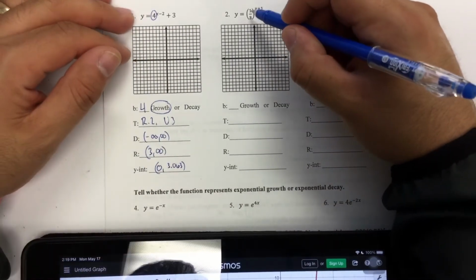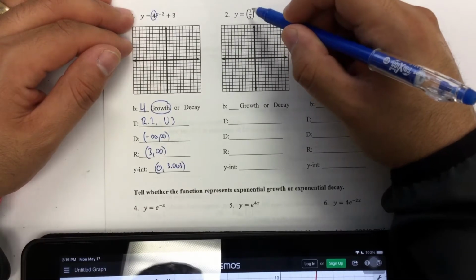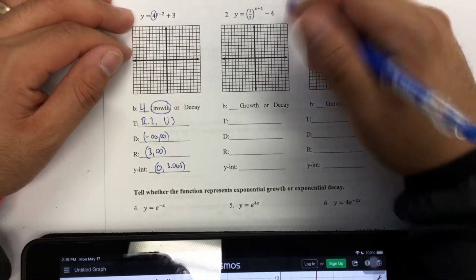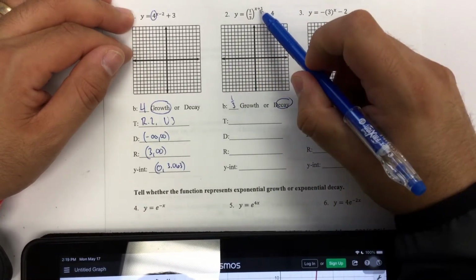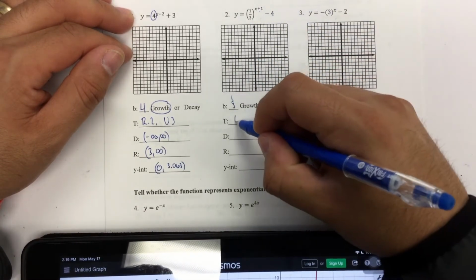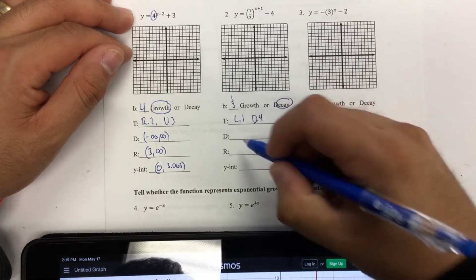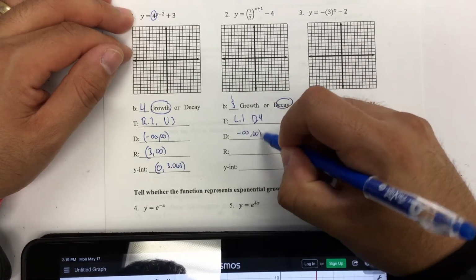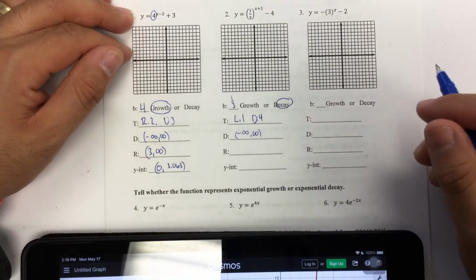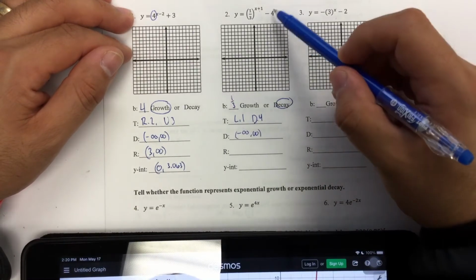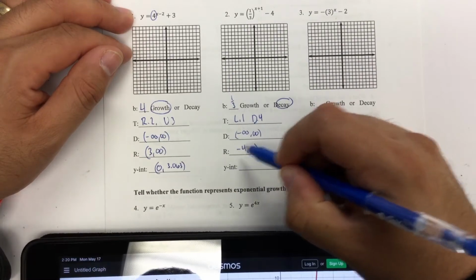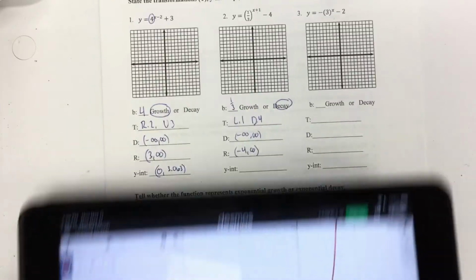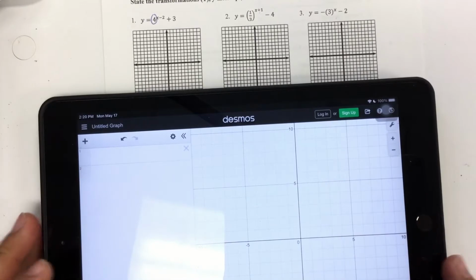All right, for the next one, number 2, once again, the b value, I'm not going to graph them, is 1/3, which is less than 1 but greater than 0, so that's going to be decay. Transformations, this goes left 1 and down 4. Domain is not going to change, it's always going to be all real numbers for an exponential unless somehow it is restricted. The range is dependent on this right here, so that goes down 4, so it's going to be -4 to infinity.